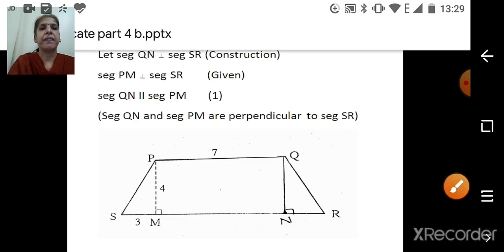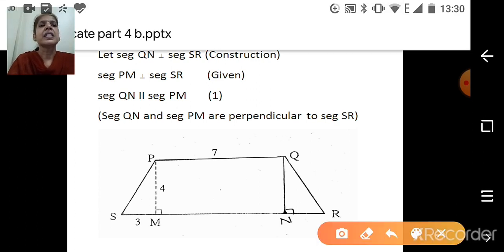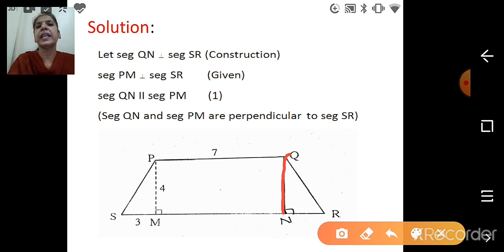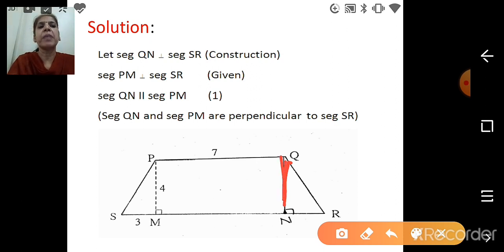So, solution. Now if we directly apply the formula, we will not be able to solve because SR is not given. So for that we have to follow these steps. First thing is, in the given figure we are doing one construction. And which is this construction? This is the construction QN. This is segment QN which we are drawing. It was not given. Perpendicular to SR. Segment QN is perpendicular to SR. We are drawing it, and as we are drawing it, we are calling it construction.